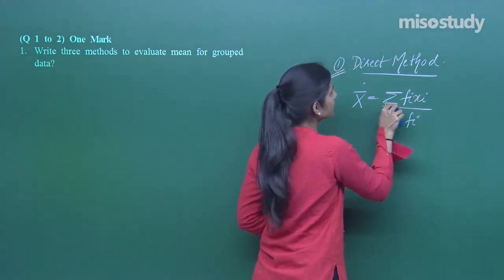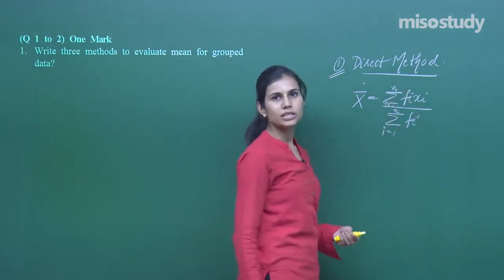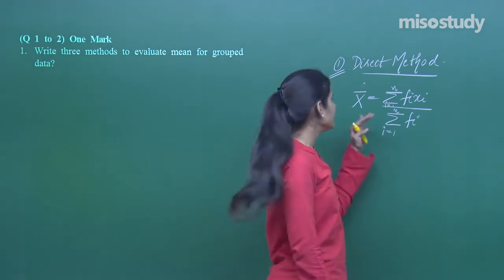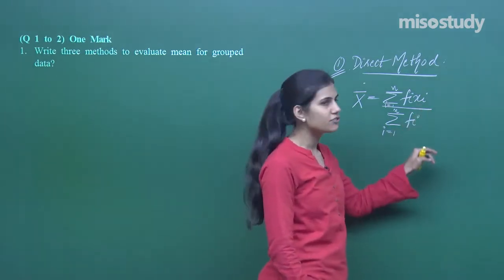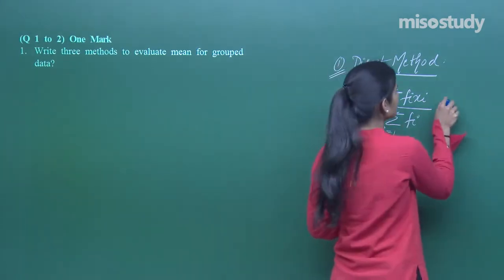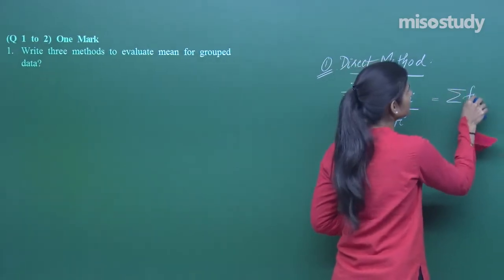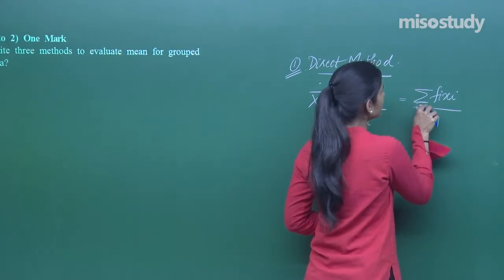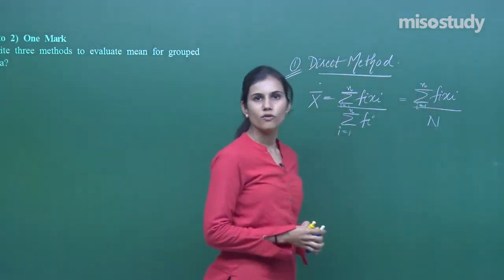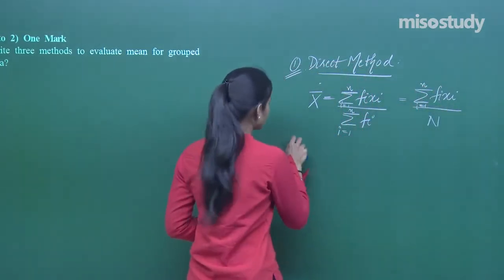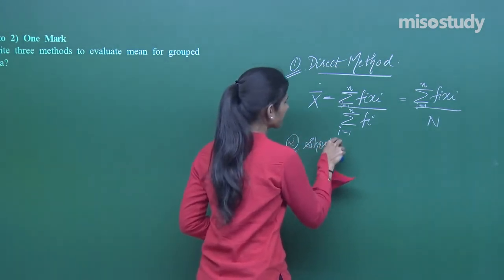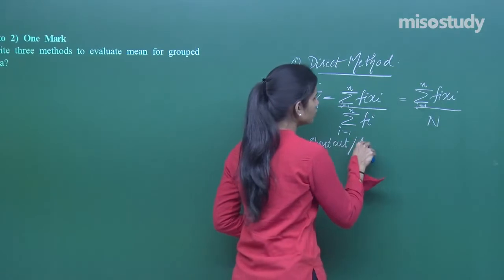So you can write that the data given to you is x1, x2, x3 up till xn with corresponding frequencies f1, f2, f3 up till fn. Then x bar, that is the mean, is given by summation fi xi upon summation fi, which can also be written as summation fi xi upon capital N, where capital N is sum of all frequencies. The next method is your shortcut or assumed mean method.